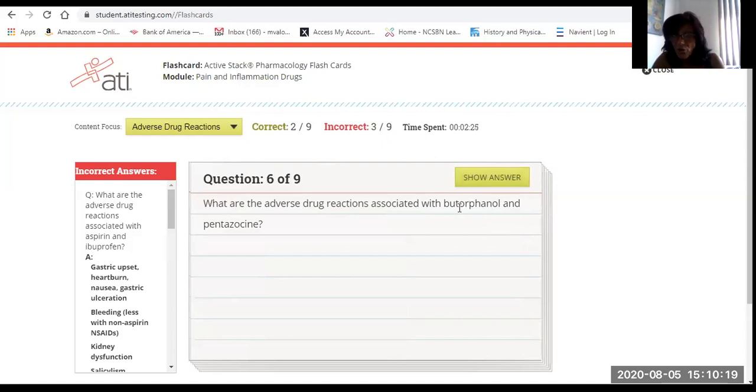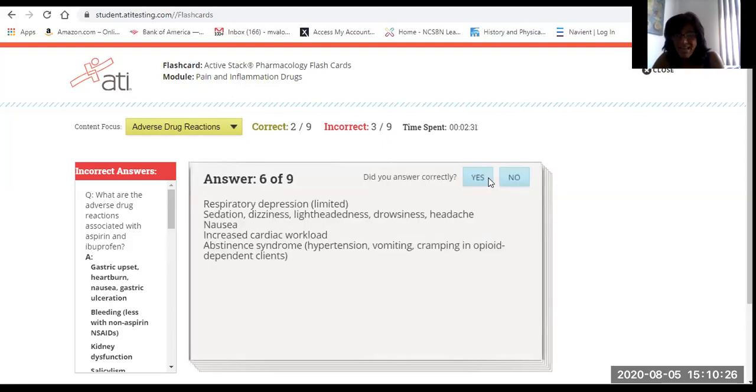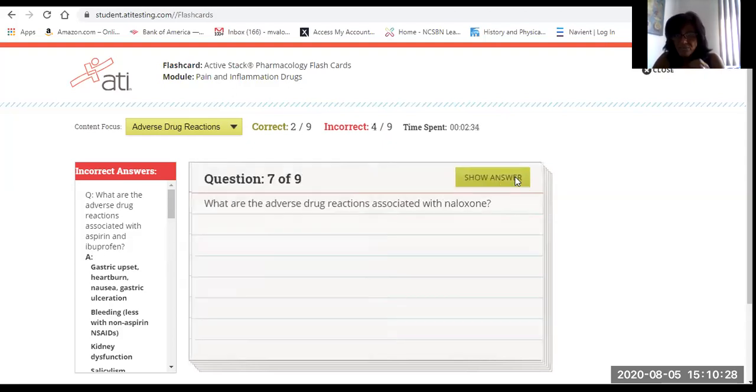Now, if they're meds that I haven't talked about, don't worry about them. So we didn't talk about these, right? So just, who cares? Next, right? Naloxone. It's chapter 16. Adverse reactions with naloxone.